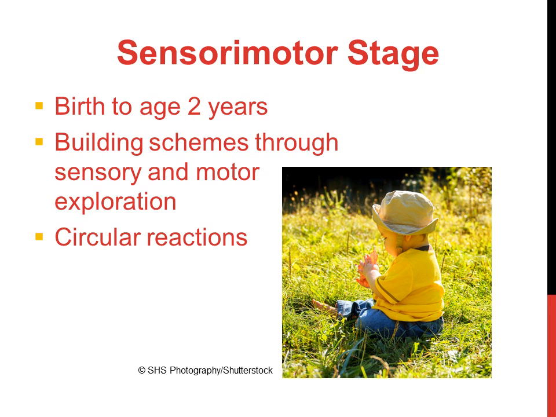So initially, children perform some kind of behavior purely by accident, and then they produce some kind of effect, and they do the behavior again and again and again. This is where this term circular reaction comes in, okay? It's some kind of behavior that a child initially does purely by accident. It produces some kind of effect, and the child does it again and again and again. The behavior goes in a circle.